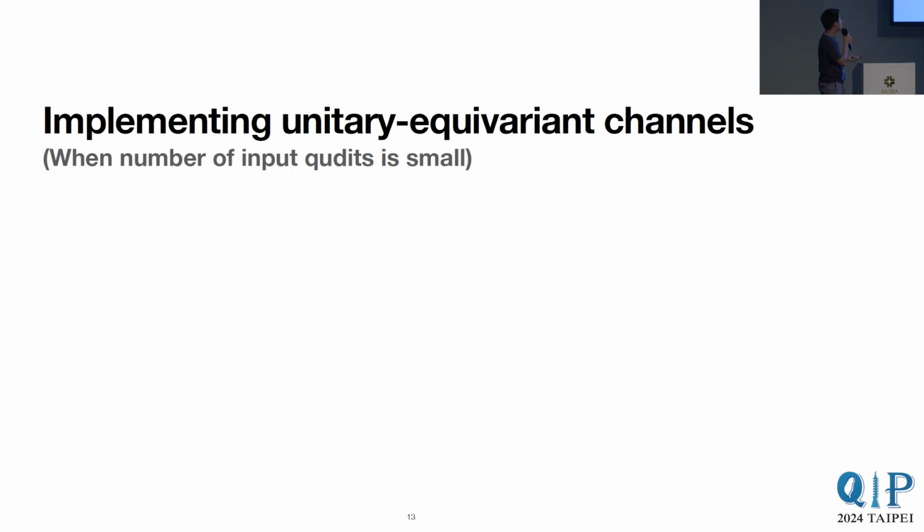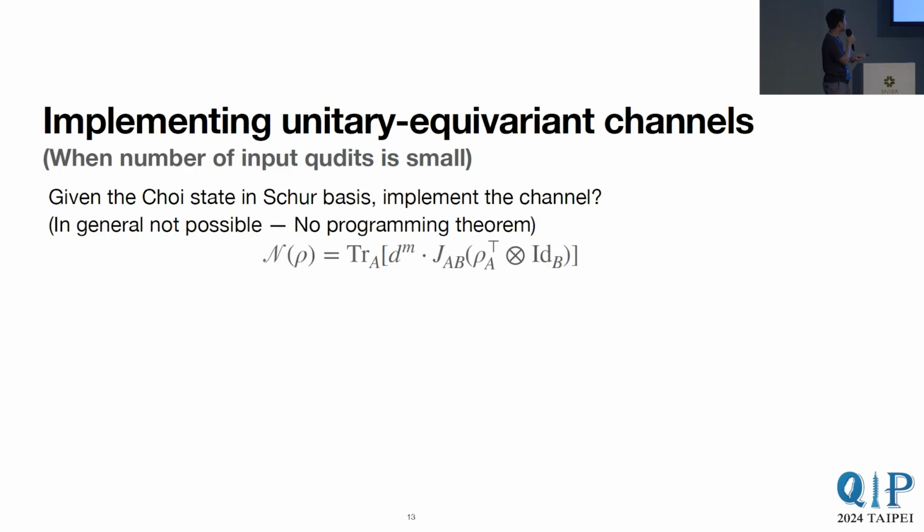As stated in the motivation part, we want to implement unitary equivariant channels. And the common setting that I see in this literature is that we essentially can prepare the Choi state efficiently in the Schur basis, and we want to implement the channel. So now with the mixed Schur transform, we can bring the Choi state to the computational basis. But now how do we implement the channels? Of course, for general channels, we cannot do this due to the no programming theorem.